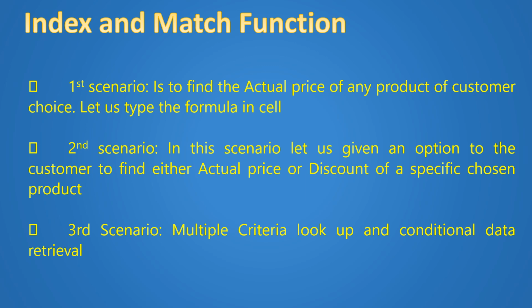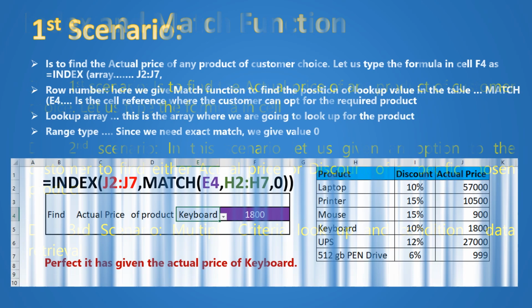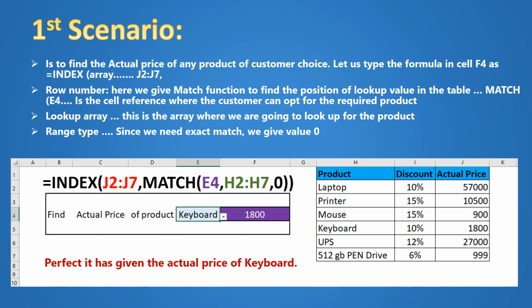We take an example and look up with multiple criteria. To better comprehend the functionality of these two functions, we understand this aspect in 3 scenarios. Let us start with a simple lookup based on a single lookup criterion and advance to the third scenario, where we will see the usage of these functions to retrieve value based on multiple lookup criteria. Let's see the first scenario. It is to find the actual price of any product of customer choice.